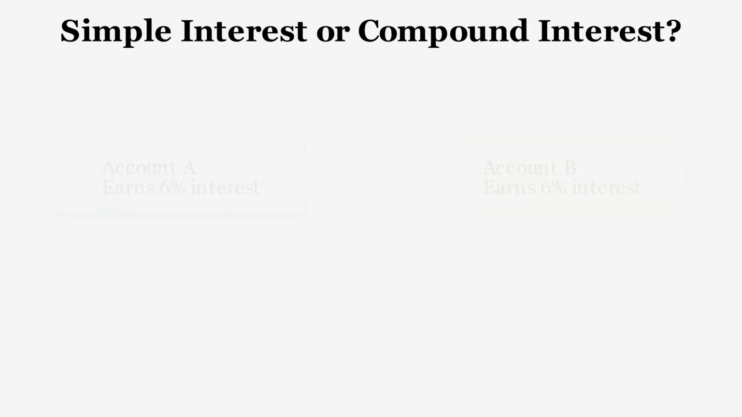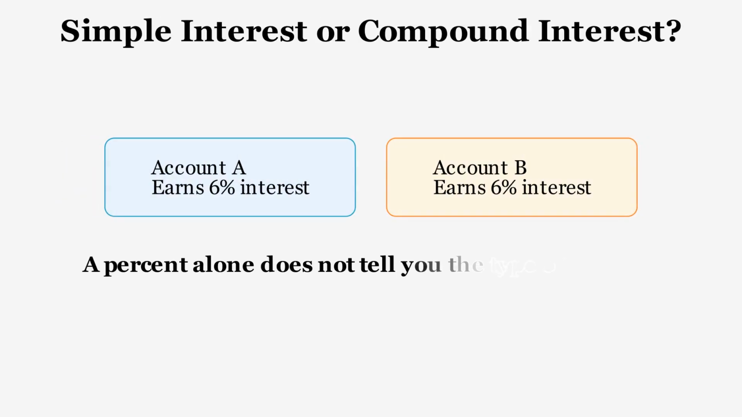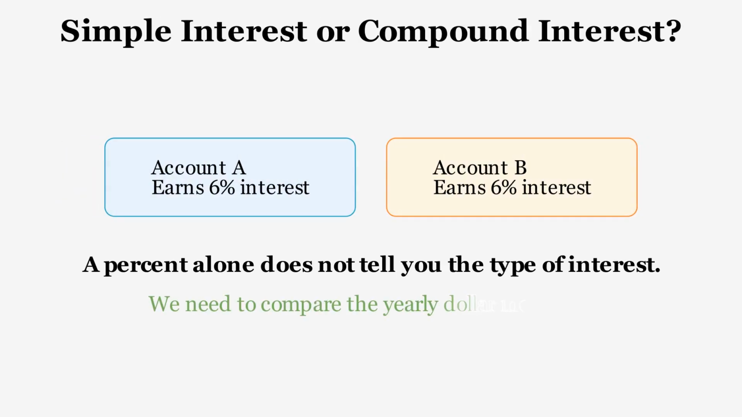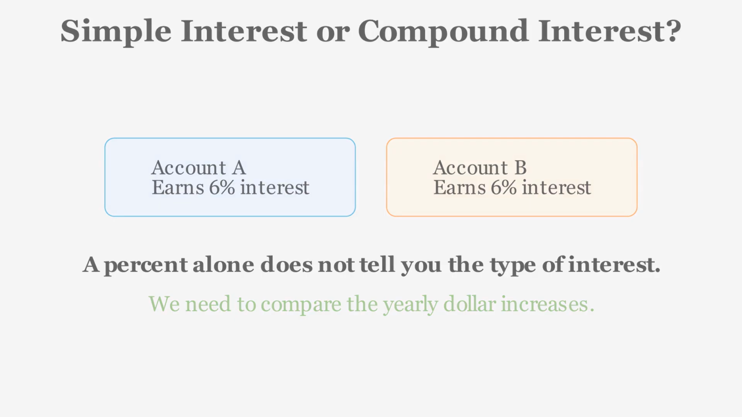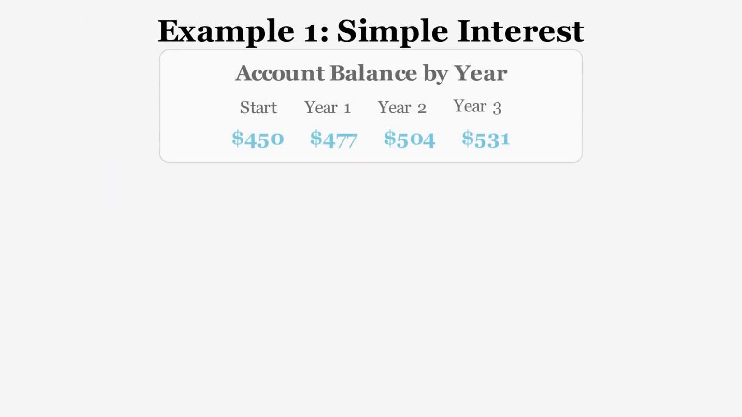In this lesson, we are deciding whether an account shows simple interest or compound interest. A common mistake is choosing compound interest just because the problem mentions a percent. The percent is not enough. We need to compare how much the balance increases each year. First, look at this account.